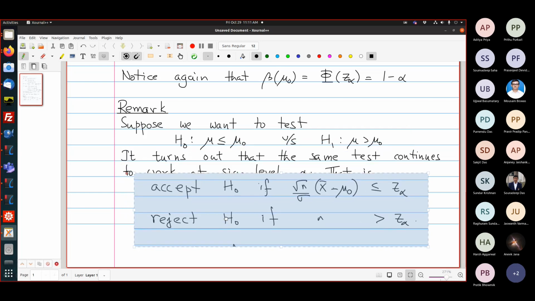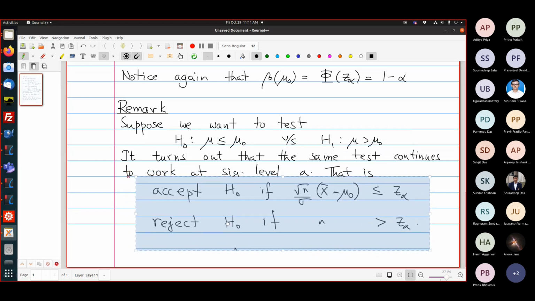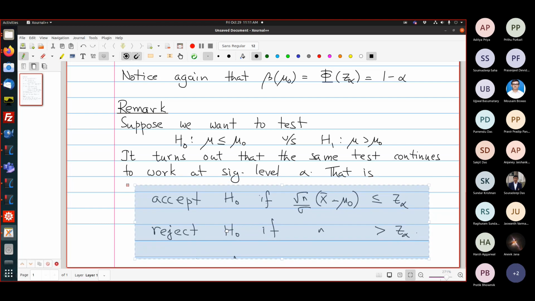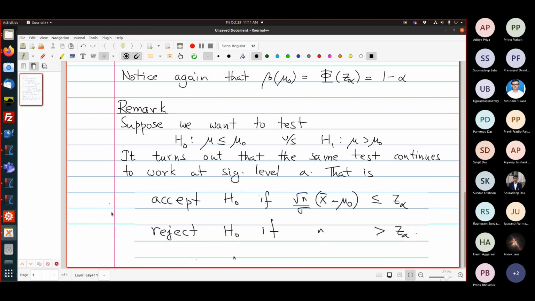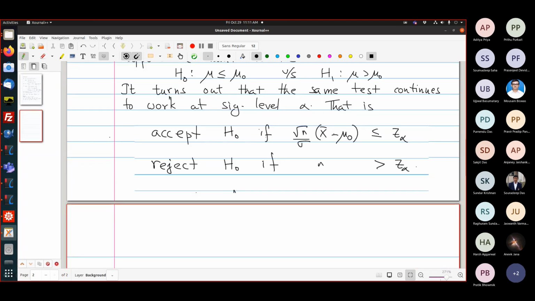Let me try to match up the lines. Okay, that one. Okay, I'll have a next slide. Okay, yeah. Okay, so why is that? So we will have the exact same test as before, and the exact same criteria as before, and the reason for that is the following.